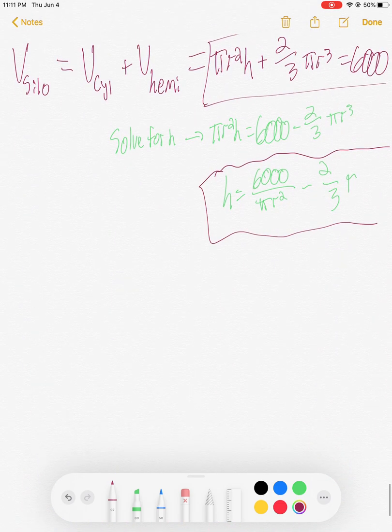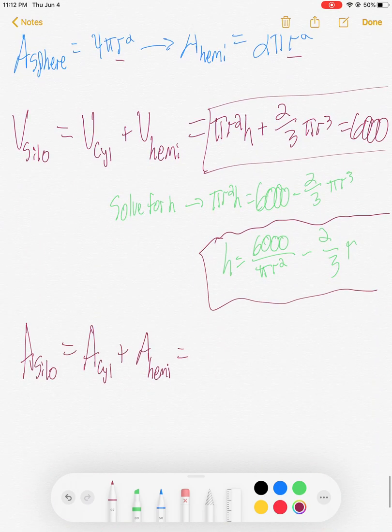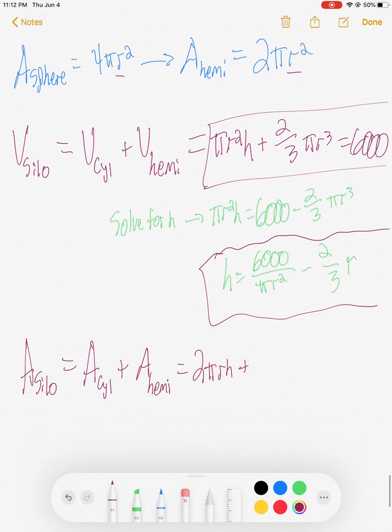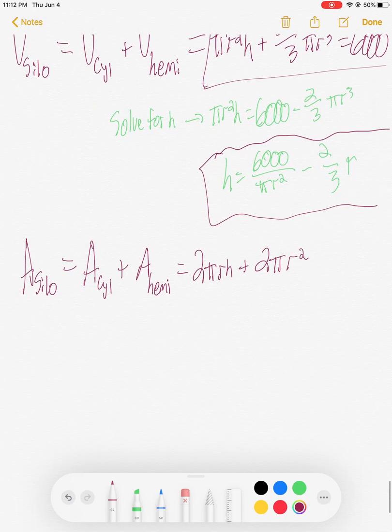Okay, so that gives us our volume. I think that we're also going to want the surface area, because that is going to tell us how many resources we need to use, the cost of construction per square unit of surface area. So let's start by finding surface area. The surface area of the silo is going to be the area of the cylinder plus the area of the hemisphere.